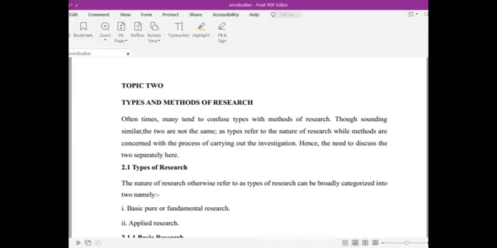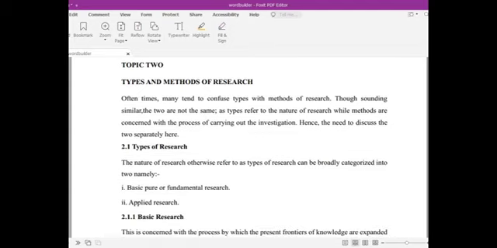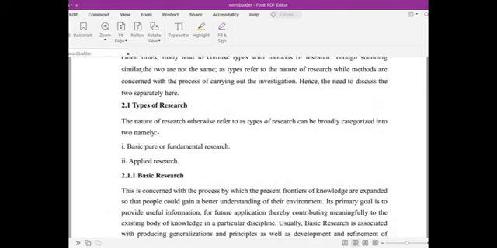The nature of research, otherwise referred to as types of research, can broadly be categorized into two, namely, you have the basic, pure or fundamental research, and then you have the applied research. Let's go to the basic one, basic research.